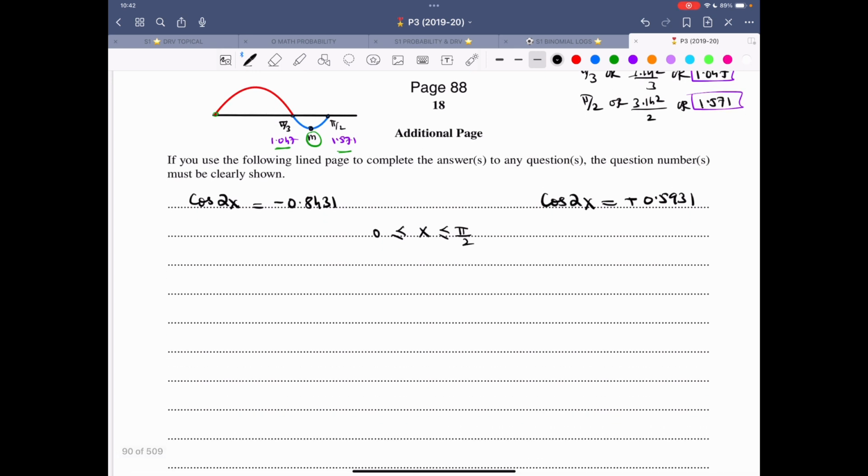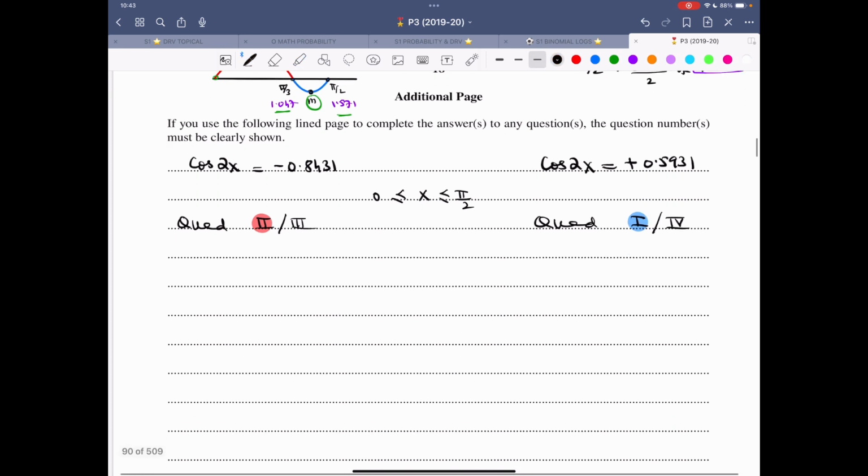The second thing is about the quadrants. When cosine is negative, we are dealing with the second and the third quadrant. When cosine is positive, we are dealing with the first and the fourth quadrant. But now over here, since the range is between 0 and pi by 2, we are only interested in the second quadrant and the first quadrant. All good, all clear? So now let me do the calculation.